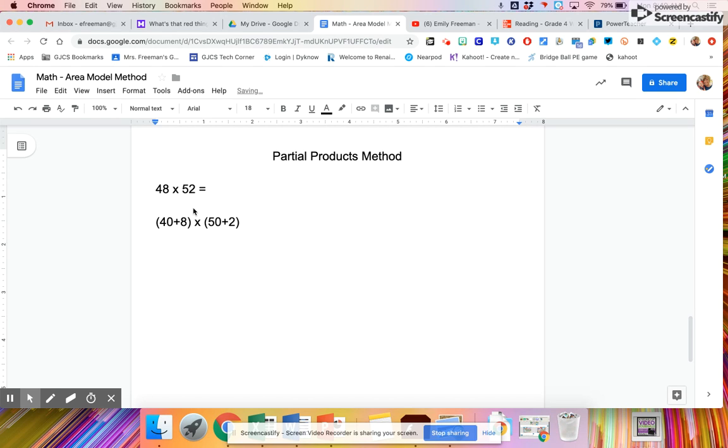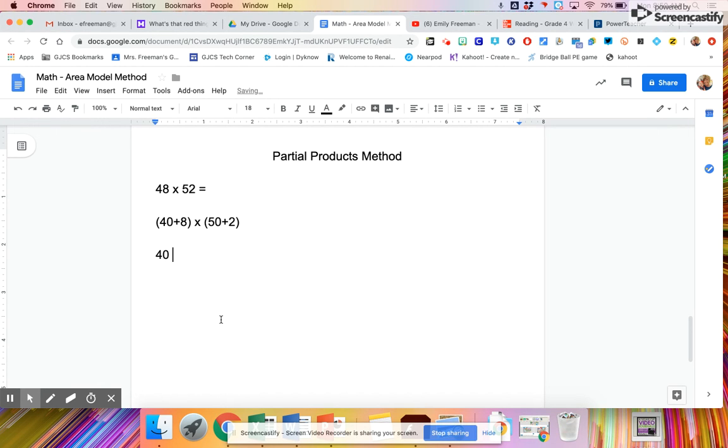I kind of use the term wrestling with these numbers because if we think about 40 plus 8 as a wrestling team and 50 plus 2 as another wrestling team, everybody on, let's say, wrestling team Wildcats over here is going to wrestle everybody on team Forest Park Rangers over here. 40 has to be multiplied by 50 and 40 has to be multiplied by 2.